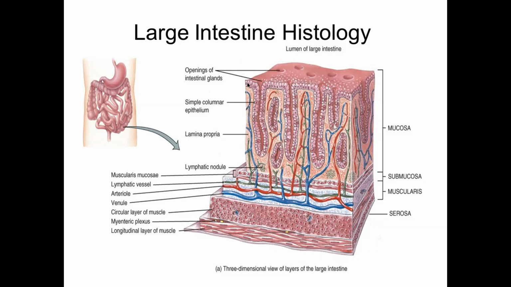so notice the intestinal glands, and please note it looks very, very similar to the stomach wall, right? Very similar. But notice you have these very big, obvious blood vessels running up into the mucosal layer.